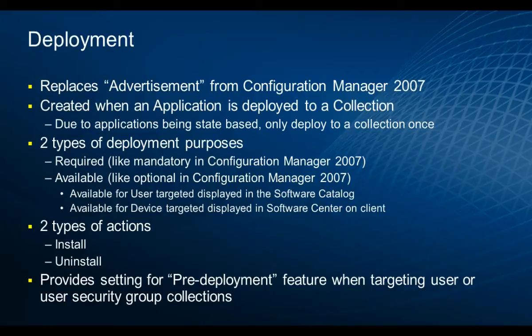There are two types of deployment purposes. One is required and the other is available. The required is like a mandatory advertisement in ConfigMgr 07, and the available deployment is like an optional advertisement in ConfigMgr 07. These are available for user-targeted and displayed in the software catalog, and they're also available for device-targeted environments that are displayed in the software center on the client. And there are two types of actions a deployment can have. It can be an installation or an uninstallation action. And we provide settings for pre-deployment features when targeting users or other user security group collections when we're pre-staging content.